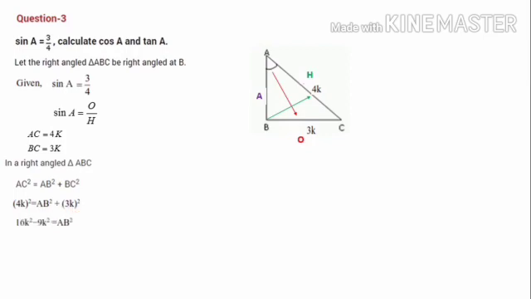Then 4k the whole square is equal to 16k square. Then 3k the whole square is 9k square. This plus 9k square I am taking to the left, which becomes minus 9k square.